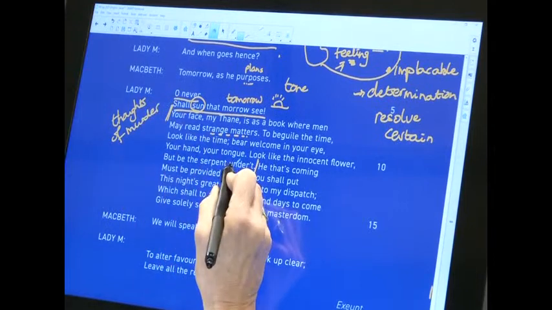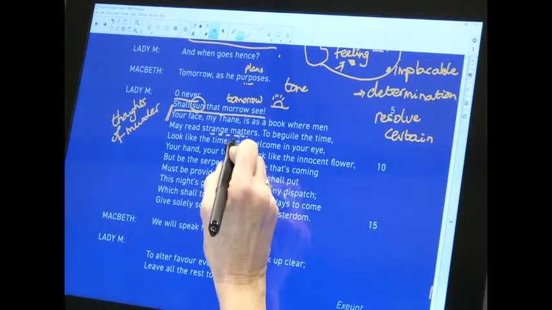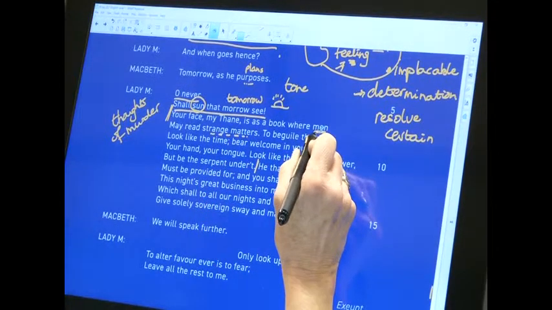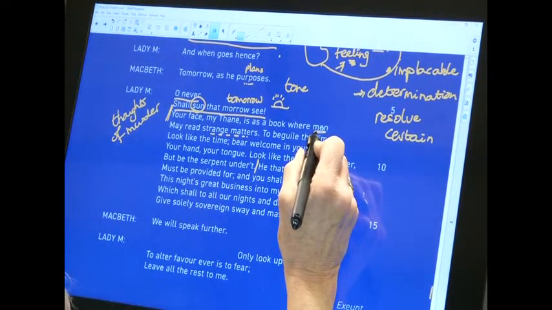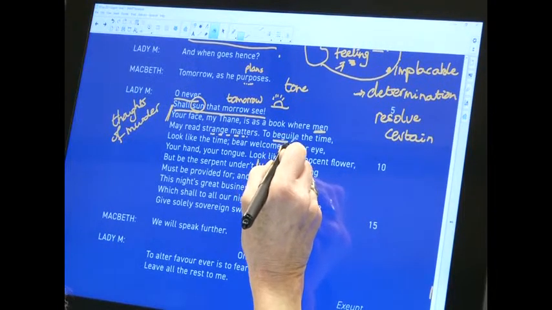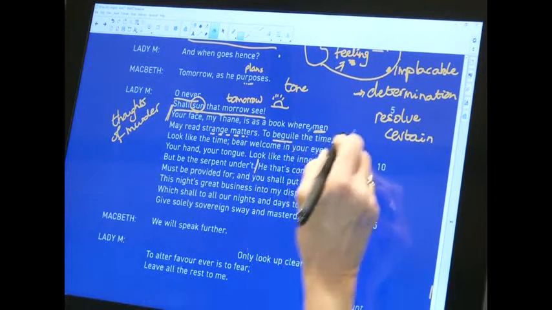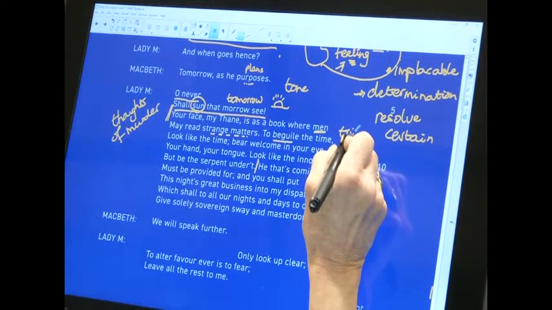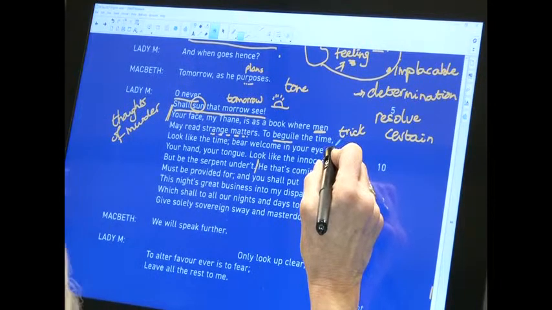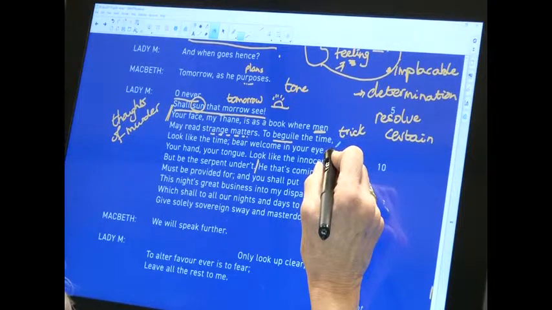So she's saying to him, just by looking at your face, men, people, can read what you are thinking about. You must beguile the time. You must trick. The time here means people at this time. To beguile the time, to trick them. You must look like the time. You must look like everybody else.